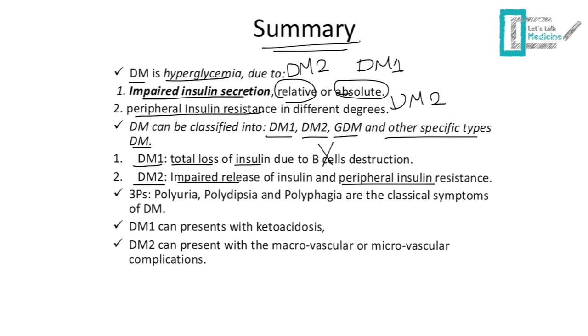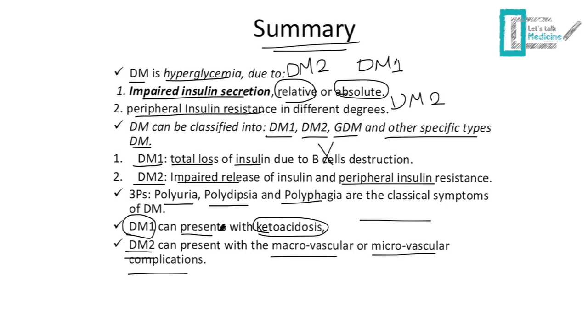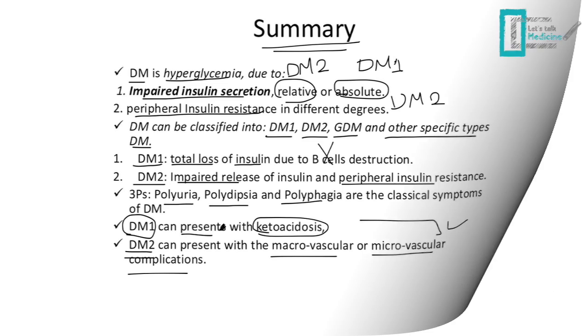The main classical symptoms of diabetes are the 3 P's: polyuria, polydipsia, and polyphagia. In diabetes type 1, patients can present with ketoacidosis, while in diabetes type 2, patients can present with macrovascular or microvascular complications. These two we are going to discuss later in more detail.